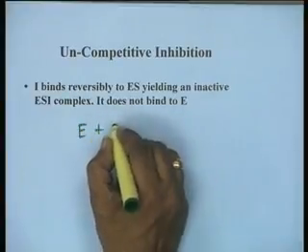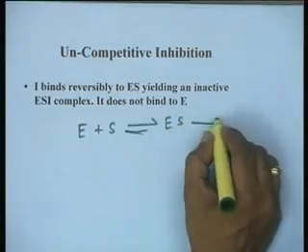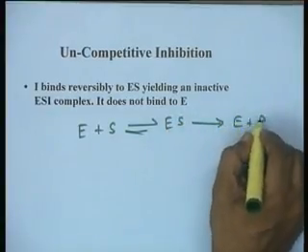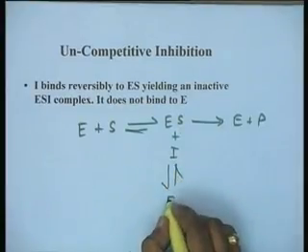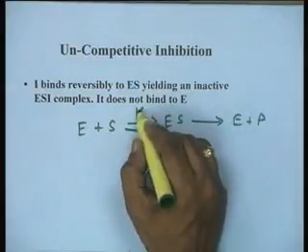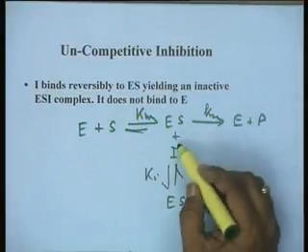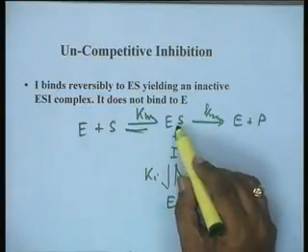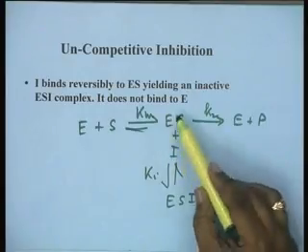So, essentially one can see ES gives E plus P, and this can bind to inhibitor giving you ESI. Now, this is the dissociation constant Ki, classical Km and K2. So, essentially the inhibitor can bind only to the ES complex and does not bind to the free enzyme.